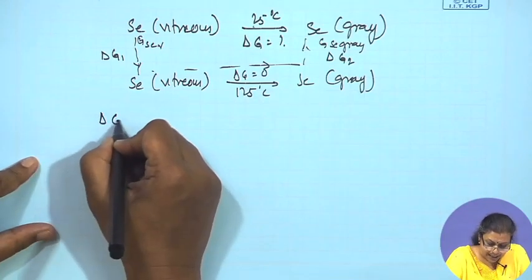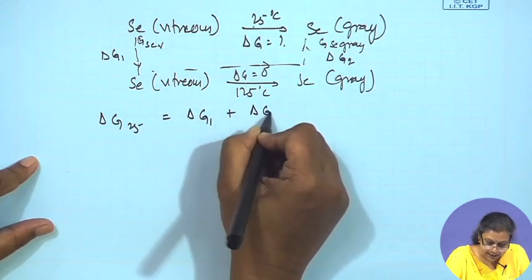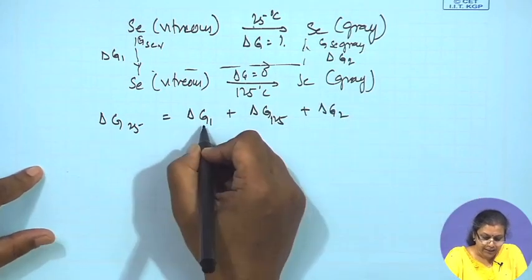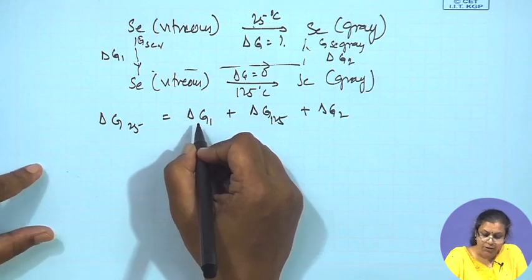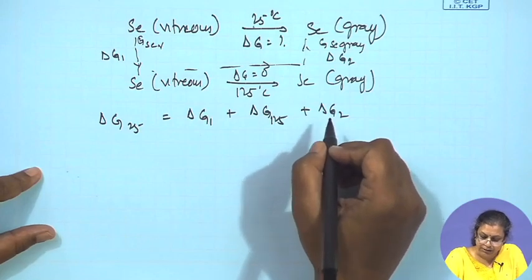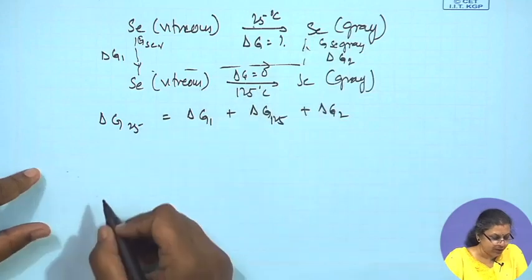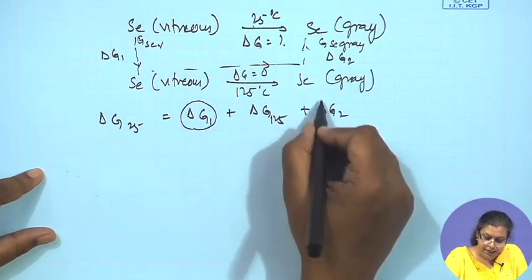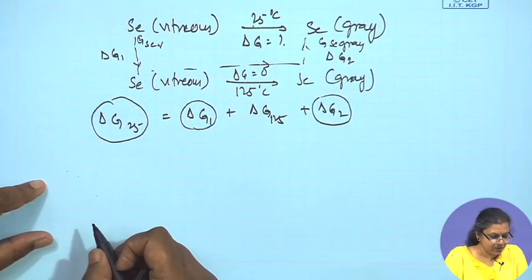Therefore, can I write delta G at 25 equals delta G1 plus delta G at 125 plus delta G2. Delta G1 is the Gibbs free energy change of vitreous selenium when it goes from 25 to 125 degrees centigrade, and delta G2 is the change in the Gibbs free energy when the grey selenium goes from 125 to 25 degrees centigrade. Now, if I can find out delta G1 and delta G2, I can find out the delta G transition at 25 degrees centigrade.